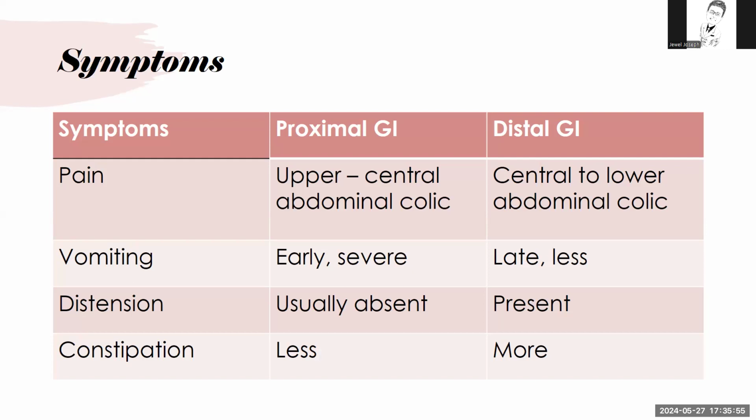For a distal or lower GI obstruction, the most important symptom would be constipation. Vomiting will be uncommon because it is very difficult for contents to accumulate all the way back to have vomiting. So the primary symptom would be constipation. In an upper GI obstruction, the primary symptom would be vomiting. Distension is usually absent in an upper GI obstruction because whatever is there will be vomited out. Distension is a major presenting factor in distal GI obstruction. Constipation is less in the upper GI obstruction and more in the lower GI obstruction. Next slide, please.